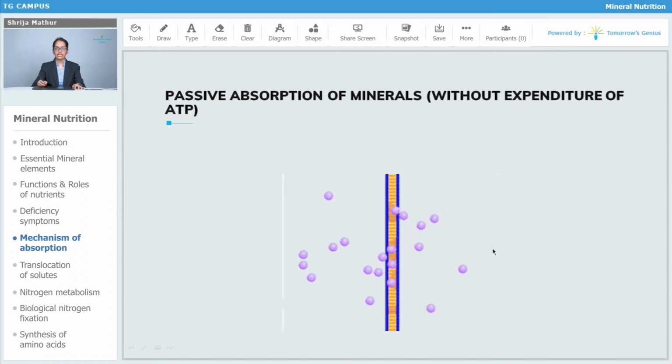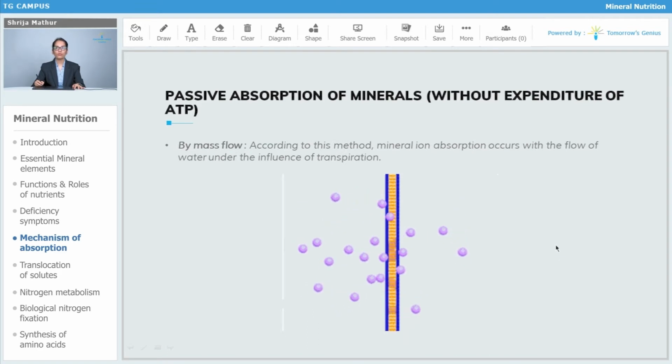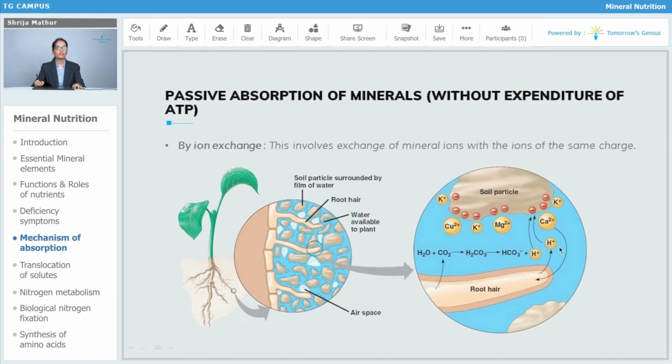So here you can see they are talking about the passive absorption of the minerals, that is, without any expenditure of ATP. Passive absorption, or any term which is passive, means no energy is required. By simple diffusion, according to this method, mineral ions may diffuse into the root cells from the soil solution. Simply they can diffuse. By mass flow. Now what is this mass flow? According to this method, mineral ion absorption occurs with the flow of water under the influence of transpiration.